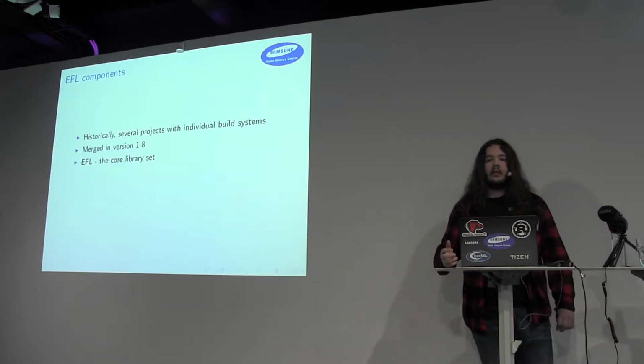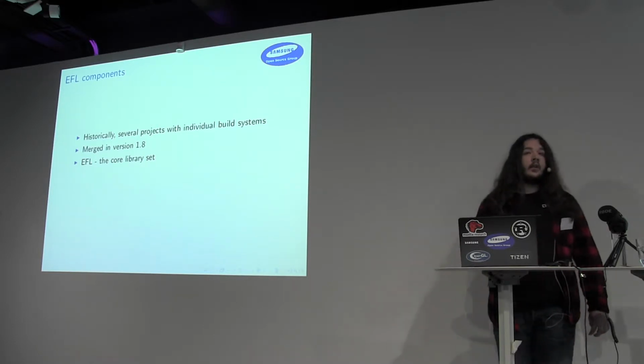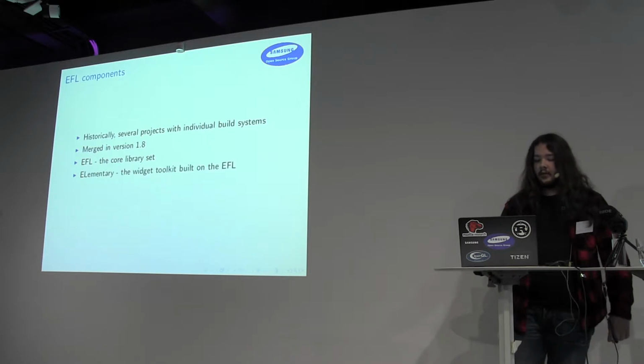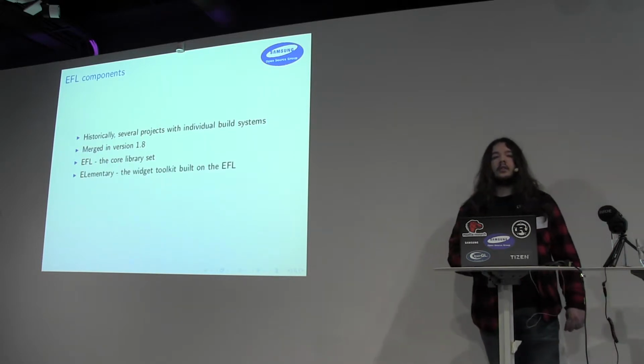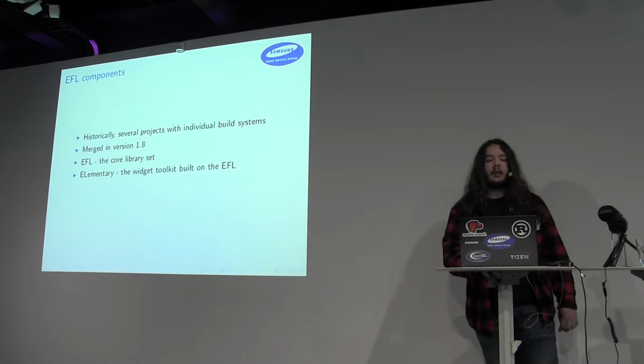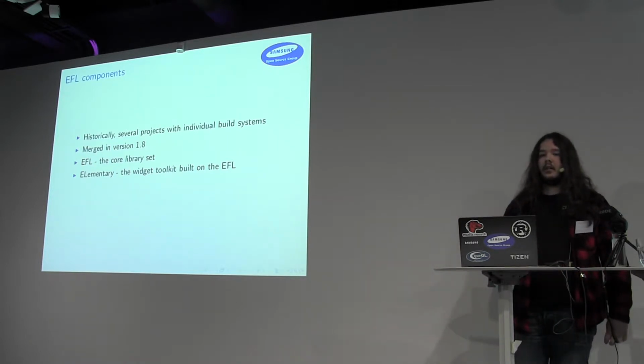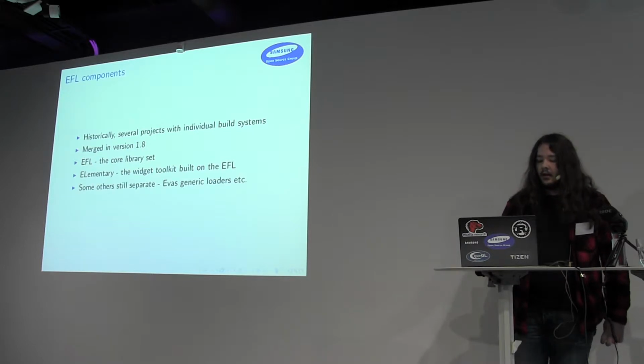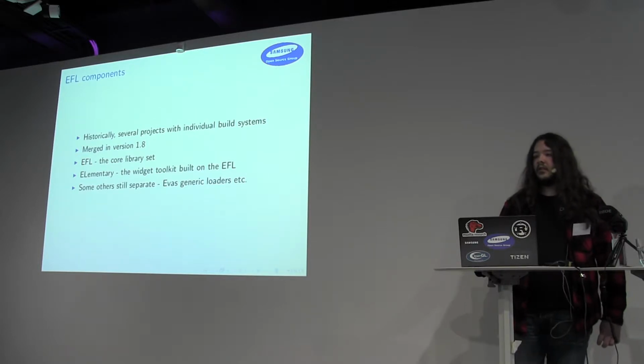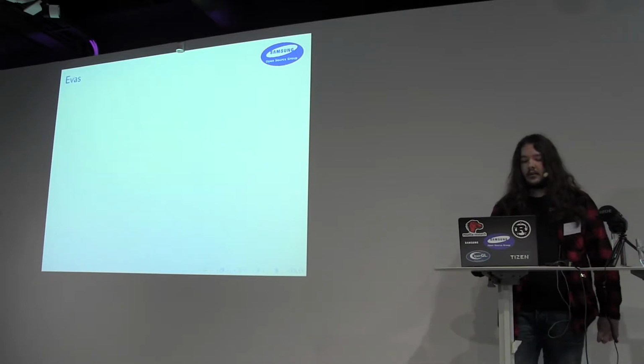It includes the core stuff like C utilities, the scene graph canvas, and other things. Then there's Elementary, which is a widget toolkit built on the core EFL, which is still not merged into EFL itself, but eventually will be. There are some others which are still independent, such as Evas generic loaders, which is like image loaders for vector graphics and that kind of stuff.